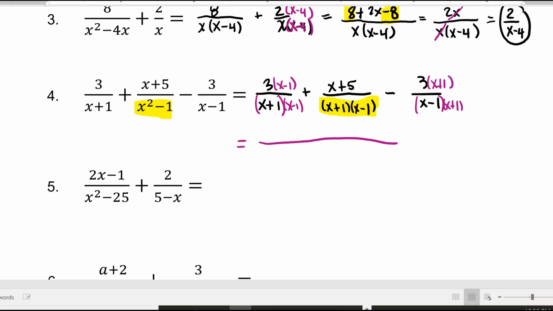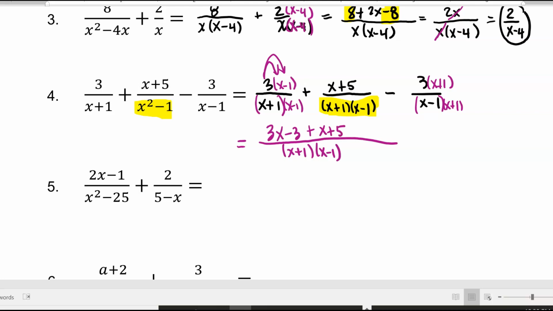Now, our denominator is x plus 1 times x minus 1. We need to distribute this 3 and multiply it times x minus 1. So we will get 3x minus 3. Then we're going to write x plus 5. We didn't have to multiply the middle fraction by anything, so we just rewrite it.